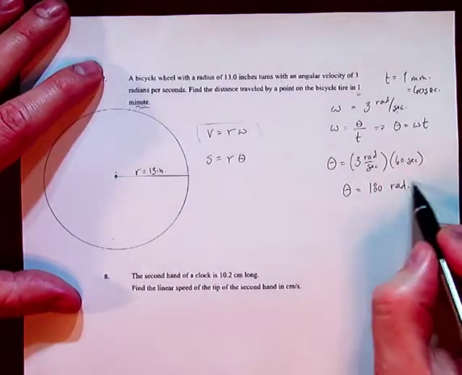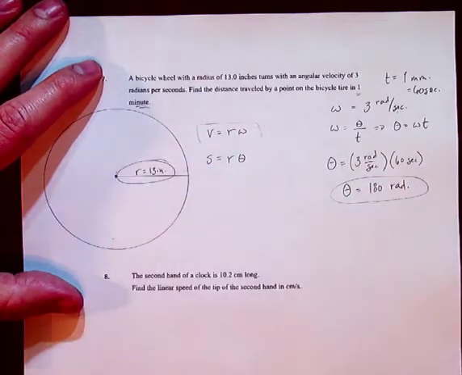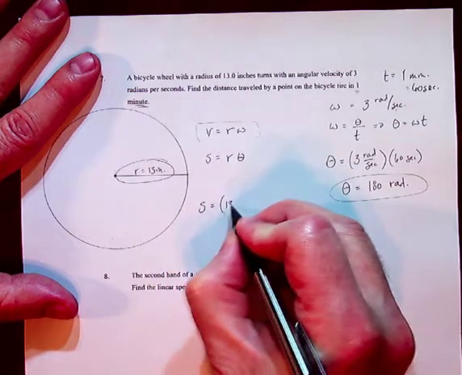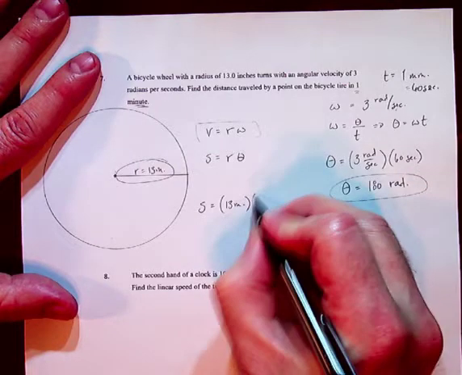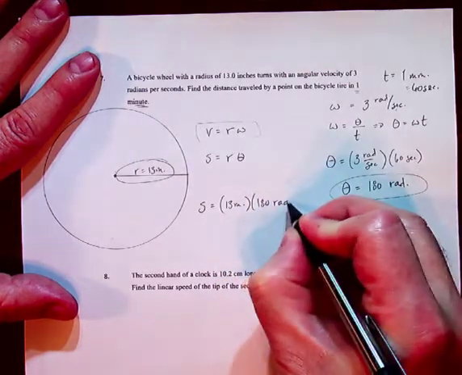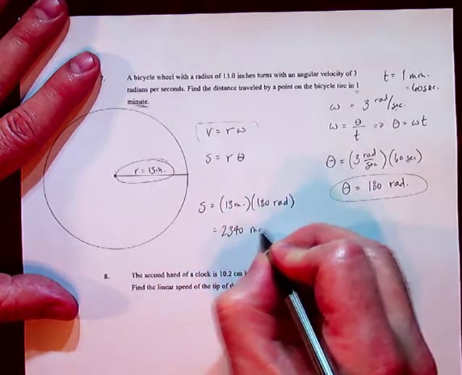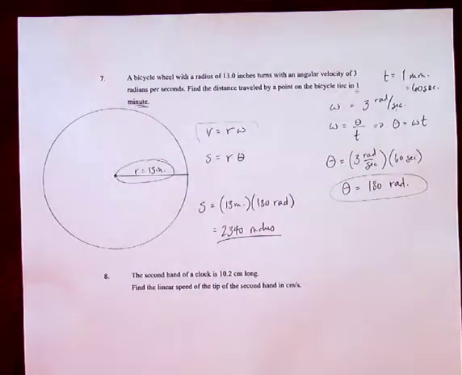Now that you have radians and radius, you can go ahead and put s is equal to 13 inches for your r, and then 180 radians for your theta, and that winds up being 2340 inches. Now, you can convert that into feet. You weren't asked to, but that's one way to do that problem. Okay? Now, you didn't have to do it that way. There are actually a couple of other ways that you could do it. Let's go ahead and look at those.